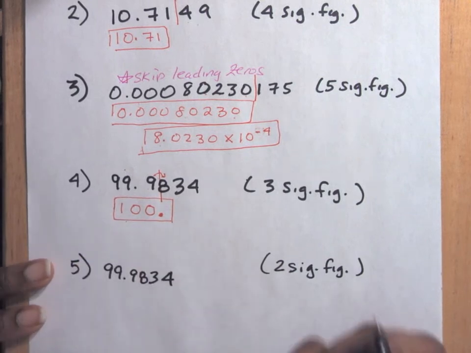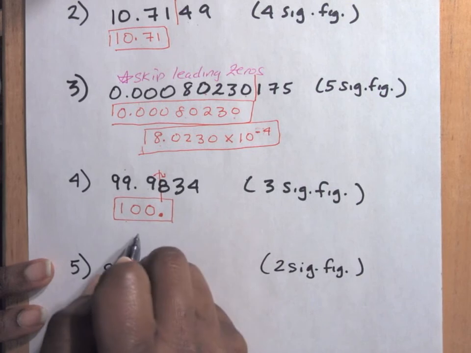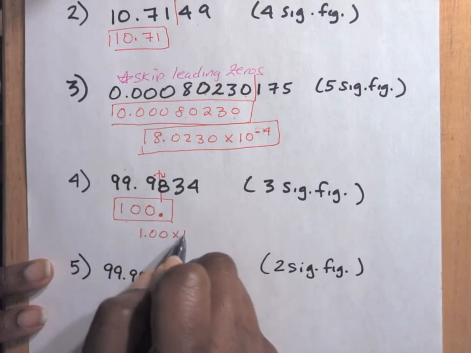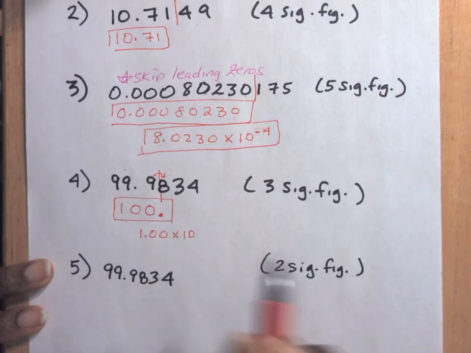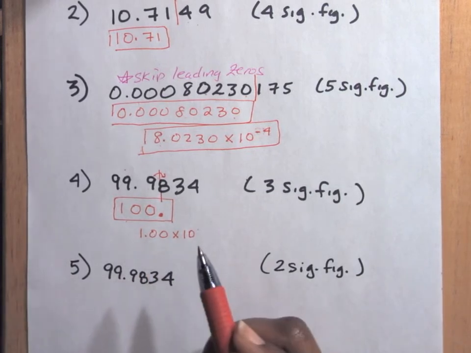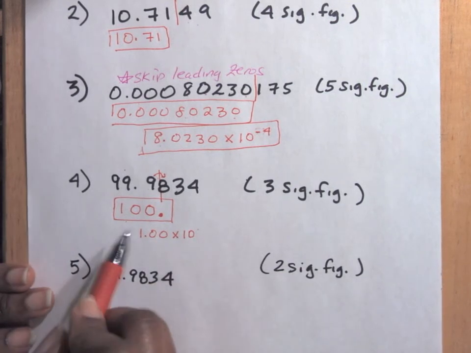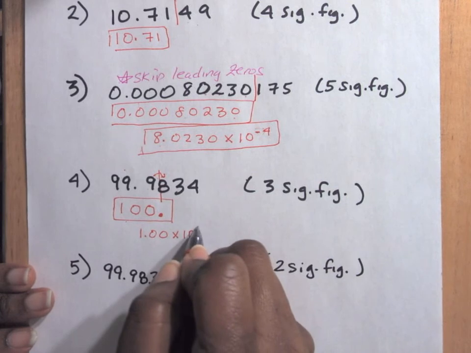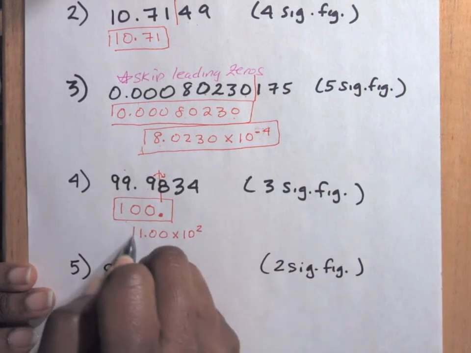The other way, of course, once again, you can write it using scientific notation. You could also write it as 1.00. And in this case, since the number is greater than 1, it's going to be 10 with a positive number. And in this case, it's 1, 2, because 10 to the 2 or 10 to the second power is 100.